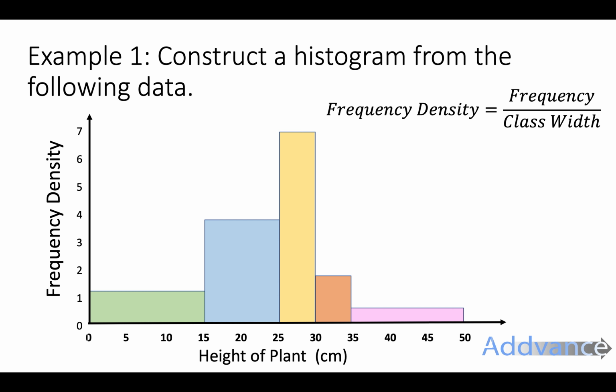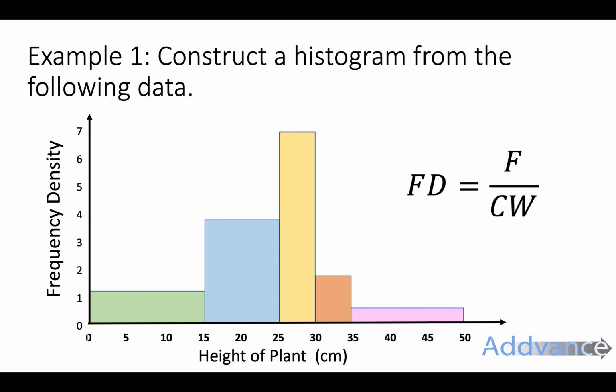Now, there are other questions you might be asked in the exam about this, and you just have to remember the formula. Frequency density is the frequency divided by class width. So we can rearrange this. The opposite of dividing by class width is multiplying by class width. So we get frequency density times class width is the frequency. And this can help you work out how frequent things are from a histogram.